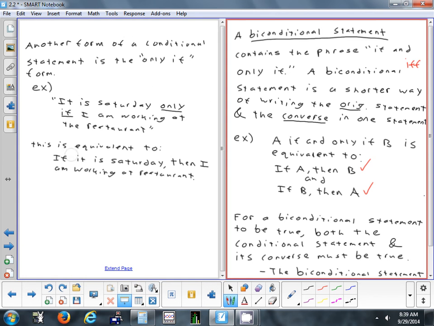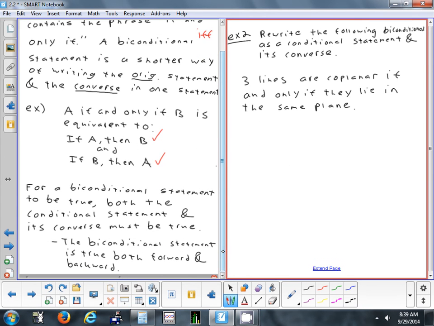All right, let's look at an example. This example says, rewrite the following biconditional. We know it's a biconditional, and this is how you know: if and only if. If you see that phrase in a sentence, it's a biconditional. It doesn't mean it's true or false. It just means it's a biconditional. You determine if it's true or false right now. So it says rewrite it as its conditional statement and its converse.